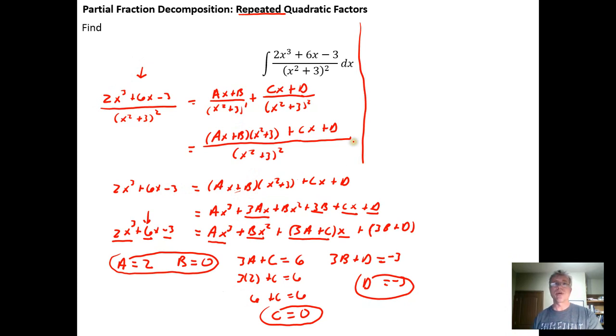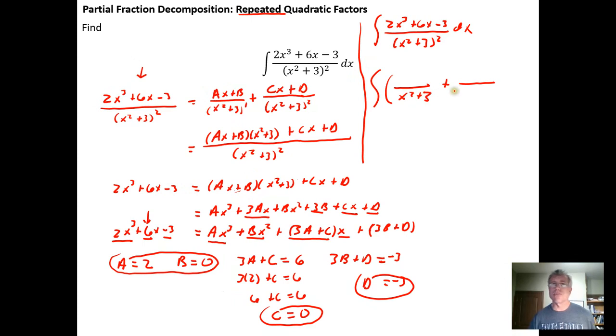So then you're ready to rewrite your integral. You say, here's the integral I'm starting with. I have 2x cubed plus 6x minus 3 over the quantity x squared plus 3, squared, dx. And this integral can be rewritten as the sum of two integrals. The first one's going to have an x squared plus 3 in the denominator, plus the other one's going to have an x squared plus 3 quantity squared in the denominator, and this will be a dx.